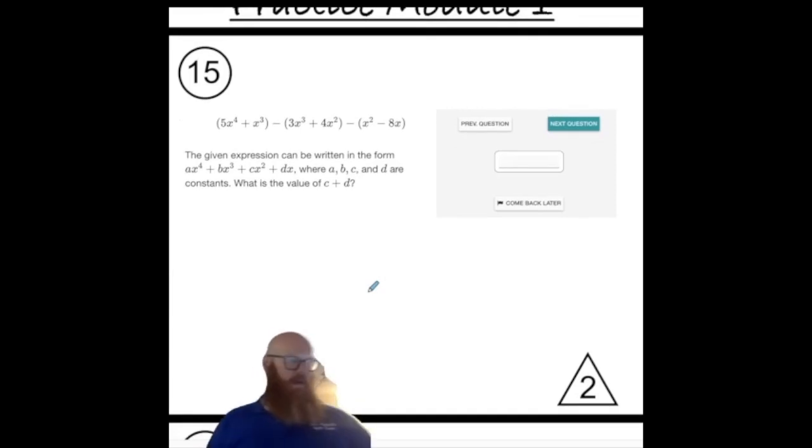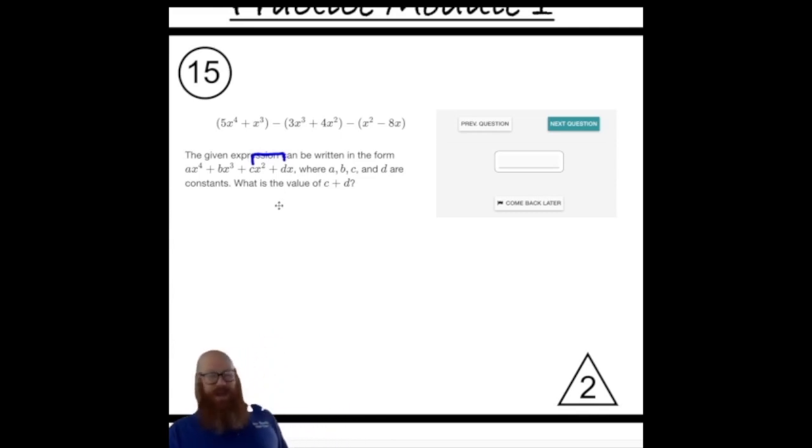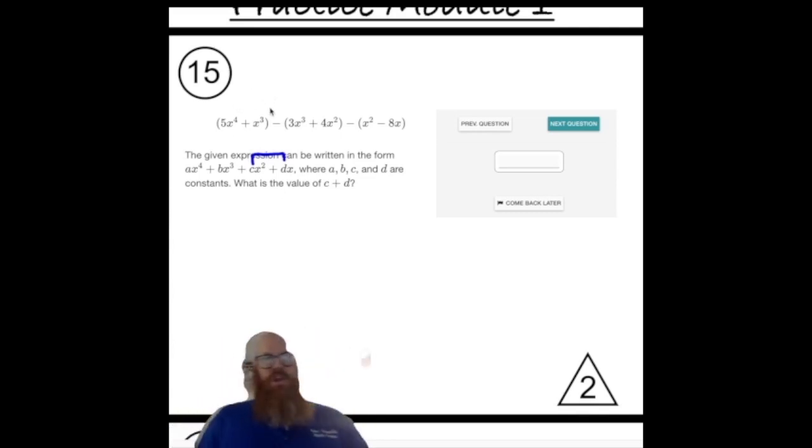All right, moving on to number 15. So the given expression is equivalent. All right, so we have a little bit of a higher level equivalent expression problem. What's the value of c plus d? Now, I am going to do this in the quickest way possible. If you want to completely distribute these negatives and simplify the full expression and then match up, do it that way. But I'm going to skip the x to the fourth and the x to the third.